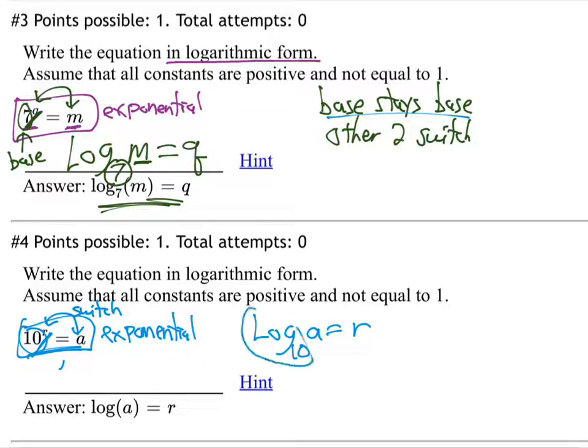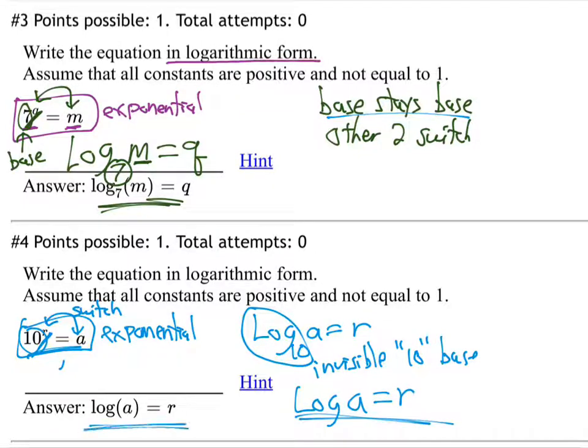Now remember, base 10, that's the invisible 10 base. So you don't actually show it. You just write log A equals R, like that. And that's the answer. You can put parentheses around the A, probably a good idea. And I probably should have done that up here too, parentheses on that M. So log A equals R, no base showing, because when you show no base, it's invisibly understood to be 10.